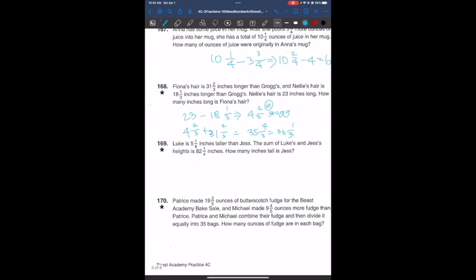Next problem says Luke is 5 1/4 inches taller than Jess. The sum of Luke's and Jess's heights is 82 1/4 inches. How many inches tall is Jess? So for 160 now we're going to draw a diagram. So when we split it in half, we have Luke and we have Jess. And the entire thing is 82 1/4 inches when combined.